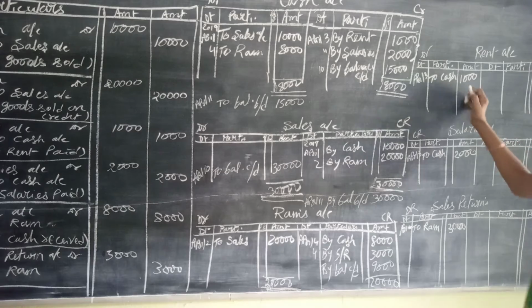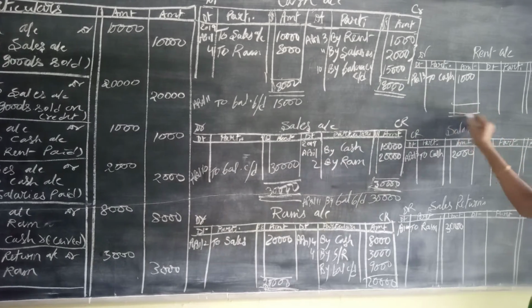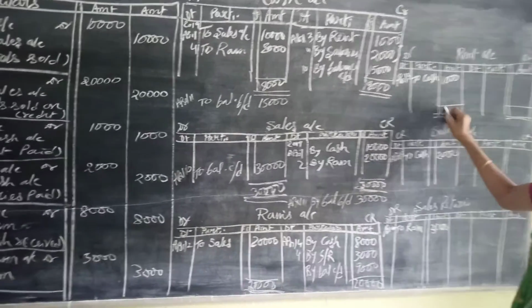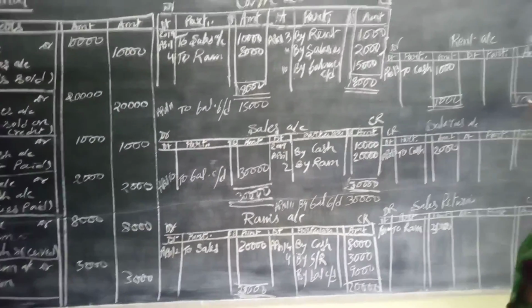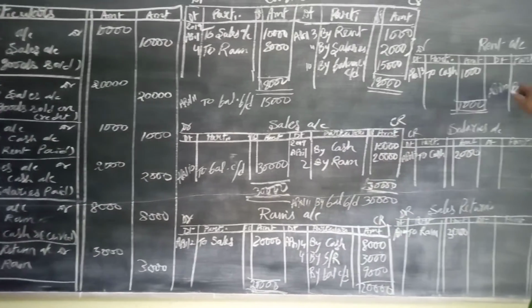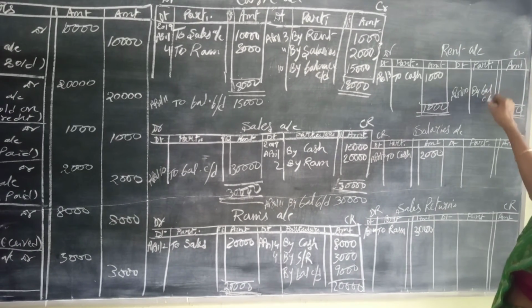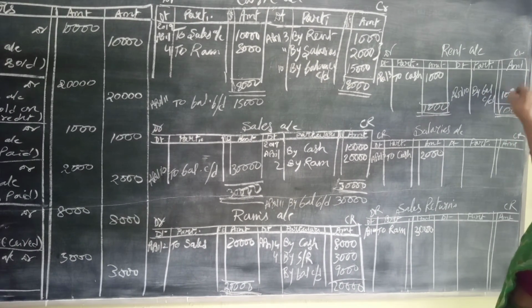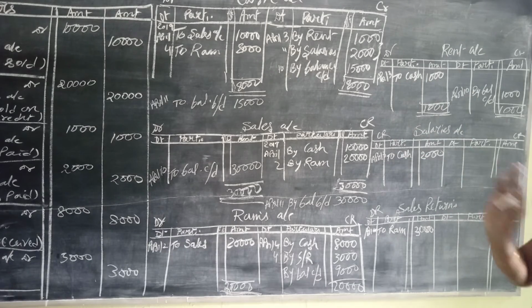Now the rent account. Only one side has an amount. Write that amount on both sides: 1,000, 1,000. April 10th, by balance carried down, 1,000. In this way the accounts are balanced. All the accounts are balanced.